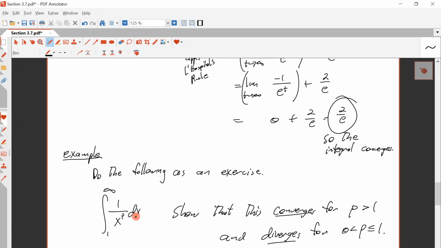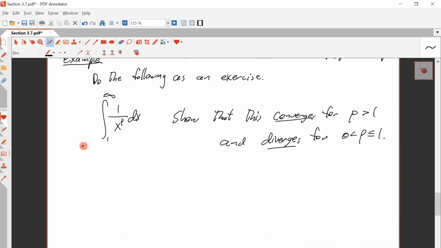All right, so this integral converges for p equal to 2, 1 over x squared, or 1 over x to the 3 halves, whatever it might be. Okay, x to the 1.01. That integral is going to converge as long as p is bigger than 1. And the integral diverges for p's less than or equal to 1. So do that as an exercise. Show that that's the case. It's a good practice problem.